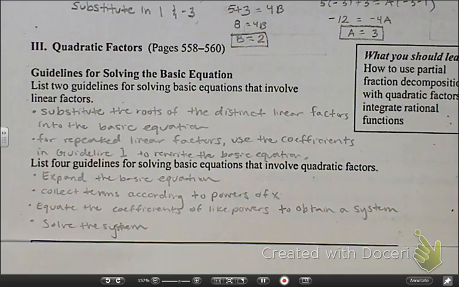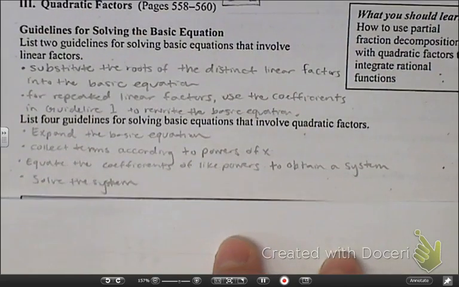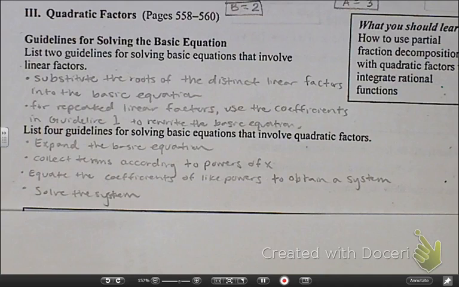Today we're going to be looking at the guidelines for solving basic equations that involve quadratic factors, so you can write these 4 down as well. The first guideline is to expand the basic equation. So if there's no way to eliminate any of the factors to begin with, you can expand it. And what it means by expand is just to multiply everything out. The second one is to collect terms according to powers of x, which I'll show you today. Essentially, group all the x cubed terms together, all the x squared terms, all the x terms, and all the constant terms. The next one is equate the coefficients of like powers in order to obtain a system.